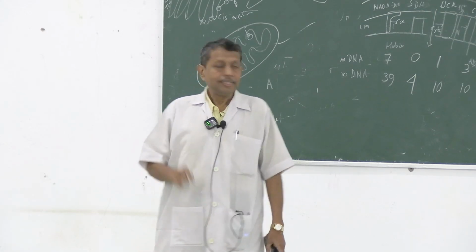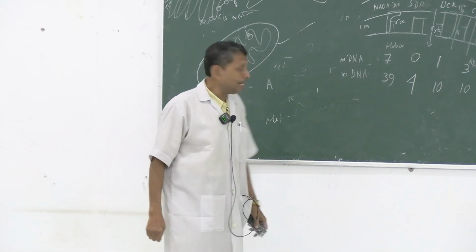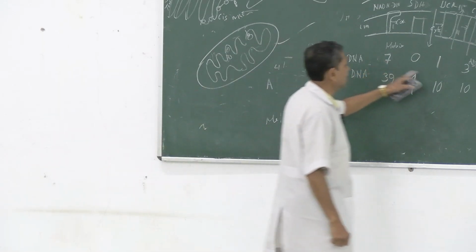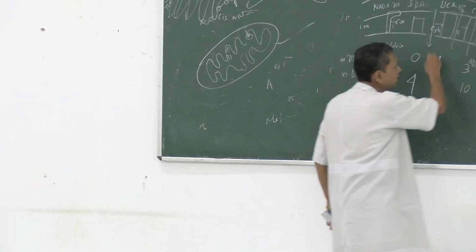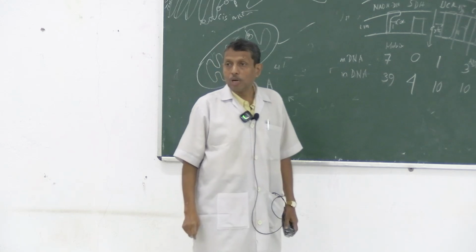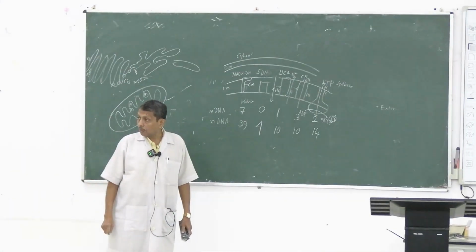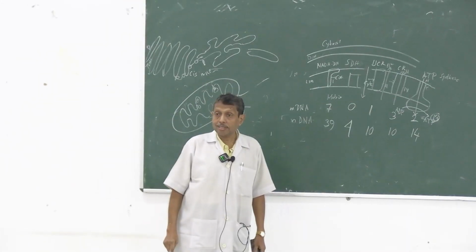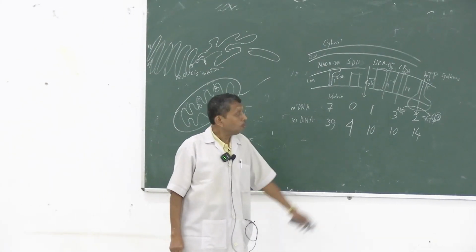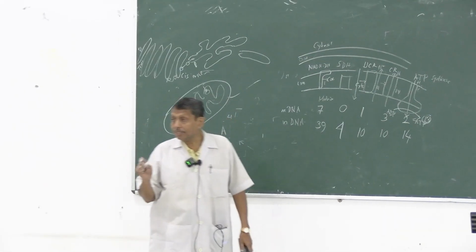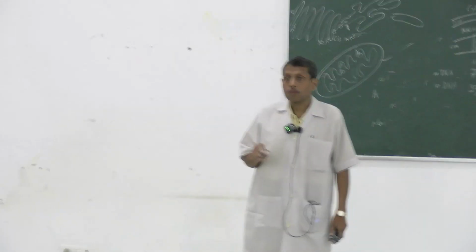Mitochondrial DNA has 16,569 base pairs. It is responsible for 13 proteins. Two other genes are required for the ribosomal RNAs of the mitochondria, and others for the tRNAs, 24 tRNAs and so on. They have a minimum repairing system.